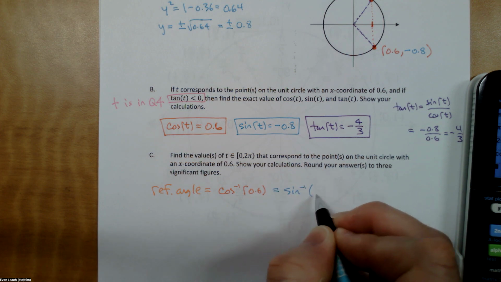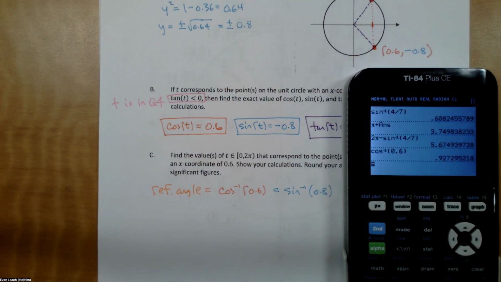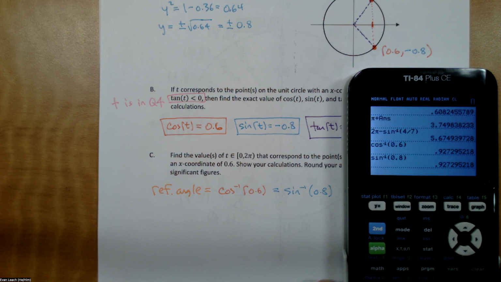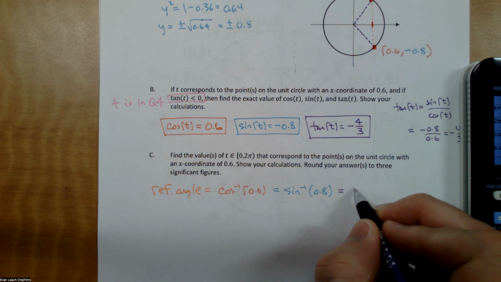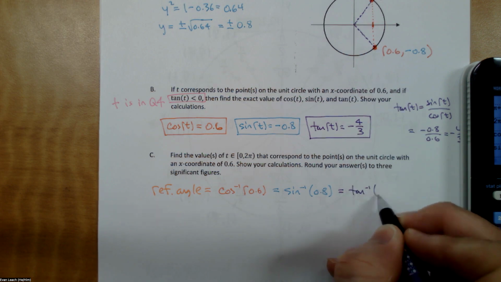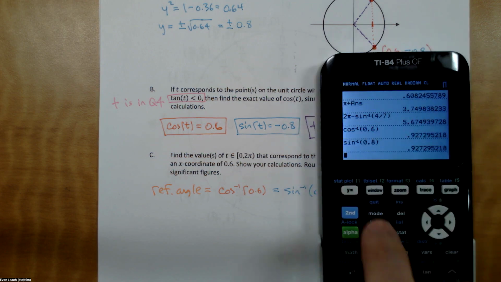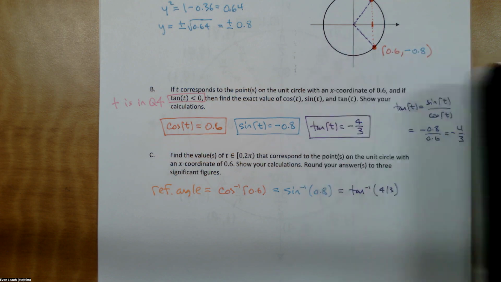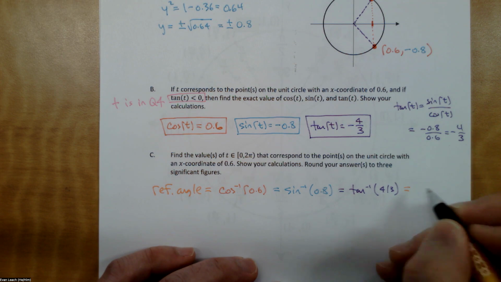What if I did sine inverse of 0.8? Remember, we don't worry about the positive or negative. Still 0.927. But we also have tangent is negative 4/3. What if I did tangent inverse of 4/3? 0.927. So whatever the case, our reference angle is 0.927.